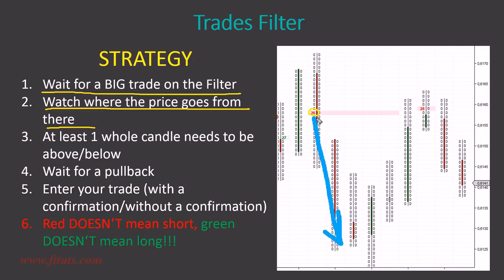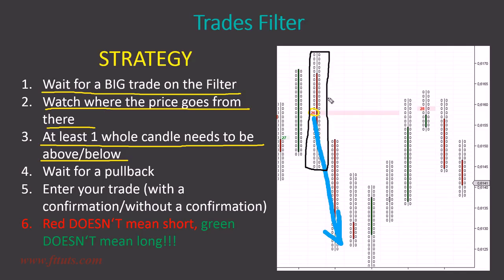And this could mean that there were strong sellers entering their selling positions to participate or maybe to initiate this selling activity. Now there is a condition. At least one whole candle needs to be above or below this number. So in this case, this is the candle where the number got formed. This is the 26, the big number. And this is the first candle which is below this 26.